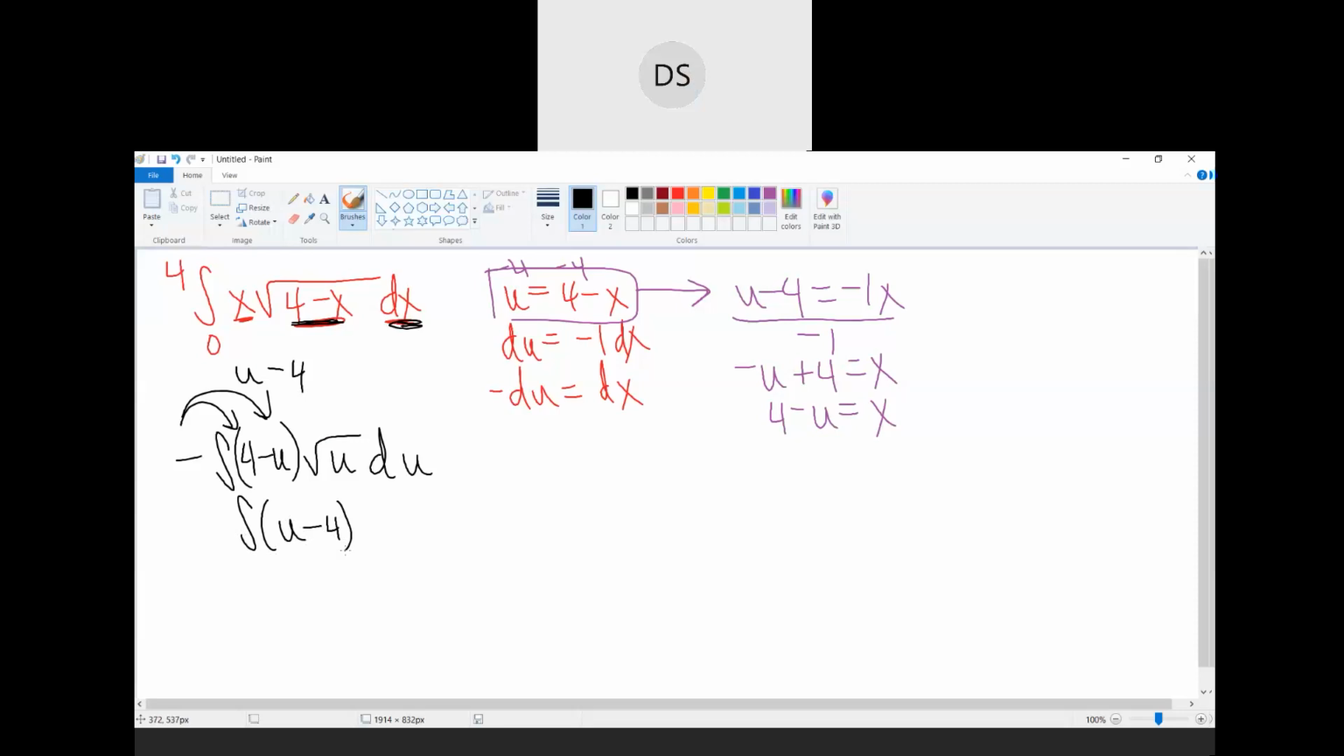Nope. Okay. Now the square root of u can be rewritten as u raised to the 1/2 power. Well, let's distribute that u to the 1/2 power times u minus 4. 1 plus a half is 3 halves. So that's u to the 3 halves power du, minus 4 times the integral of u to the 1 half du.